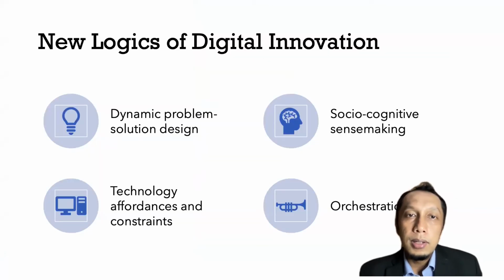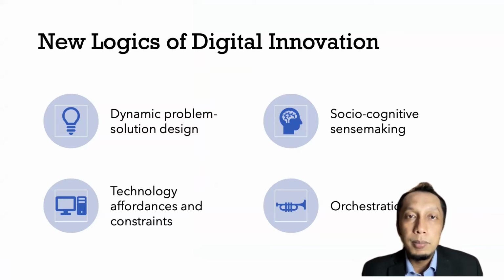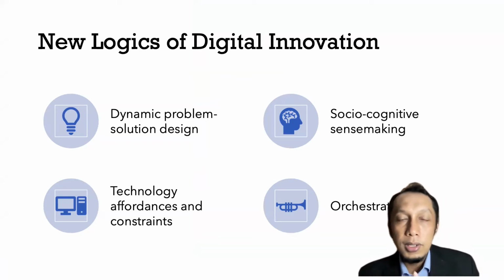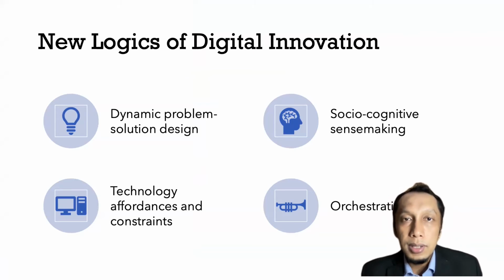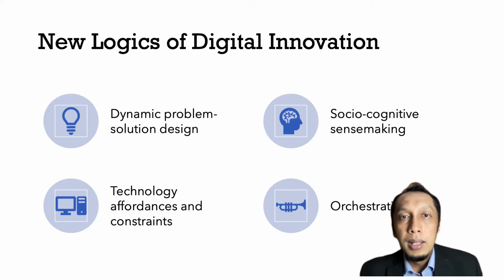Because of this, the logic of digital innovation can be quite different compared to the logic of non-digital innovation. Because in digital innovation, we have to focus on dynamic problem solution design. We also have to think about socio-cognitive sense making. So we are not only focusing on the technology or the tools or things like that, but we also have to think about the social aspect and behavioral aspect of the technology as well. And then technology affordance and constraint, because by adopting new technology, it can make so many things become possible.